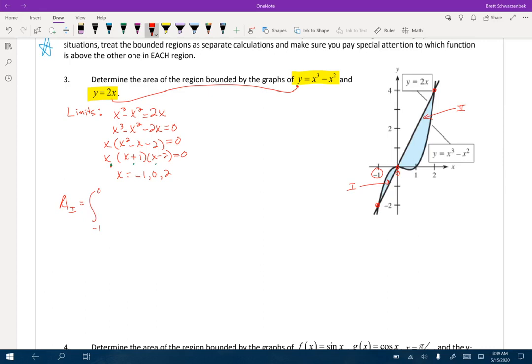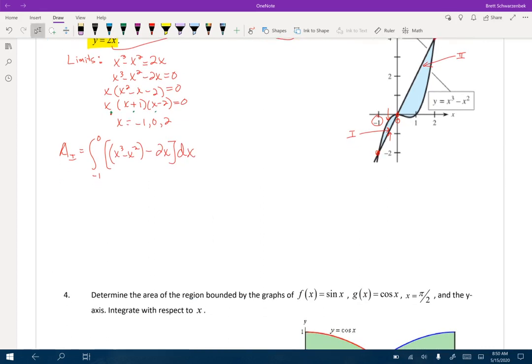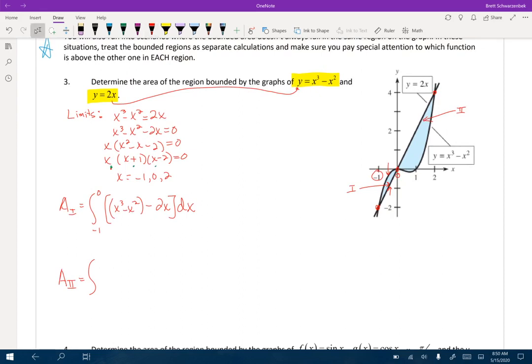What is the upper function in terms of it? Is it the curve or the line that's the upper function? It appears that the curve is above, so that's x cubed minus x squared, minus 2x, which is our lower function, dx. So our goal now is to solve for this area. But before I do that, I want to do the original integral equation for the other region. The other region goes from, it looks like, 0 to 2.